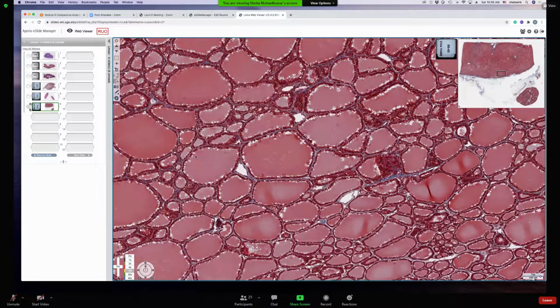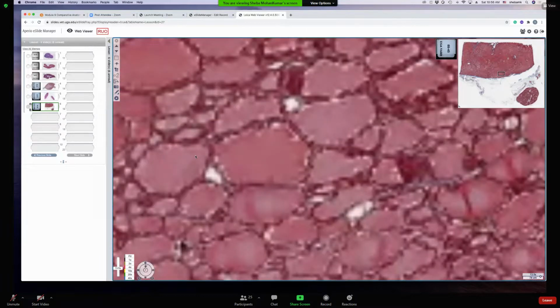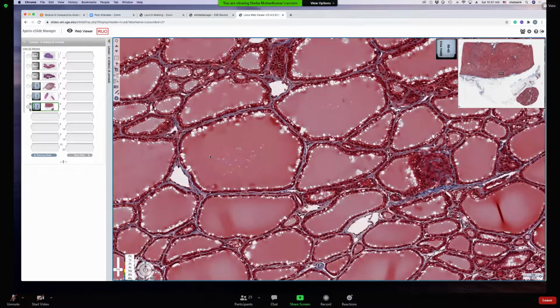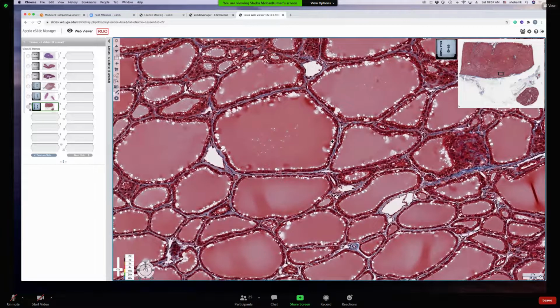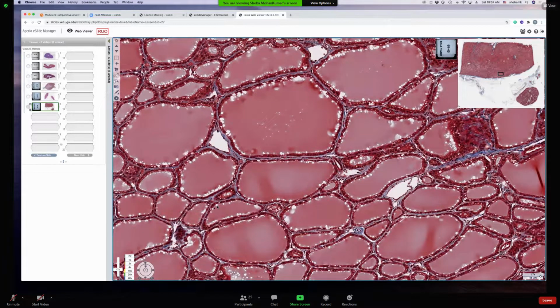You see these white spaces look so pretty, like a lit up town from space. If you're looking down from a plane, it'll look like a lit up village. So these would be the spaces where the thyroglobulin has been taken up by these follicular cells.